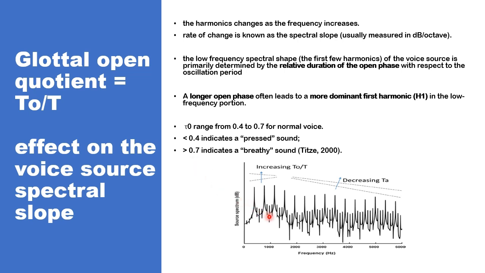This voice source spectral slope graph comes from the fact that the harmonics produced by the voice source change as the frequency increases. This rate of change of the harmonics when the frequency increases gives the spectral slope. The lower harmonics here, the lower frequencies, are affected by the increase in the glottal open quotient. If you have a high glottic open quotient, like more than 0.7, then you would get a higher dominant first harmonic and a breathy and weak voice.